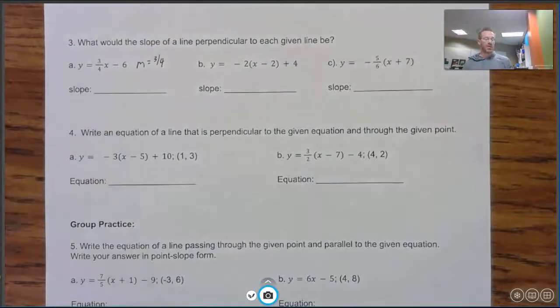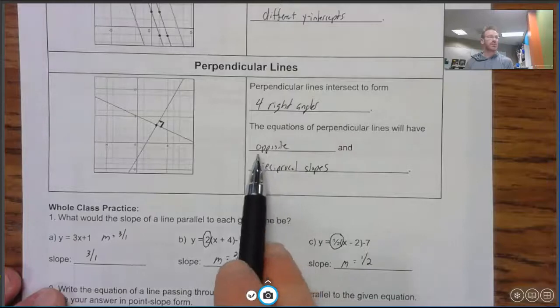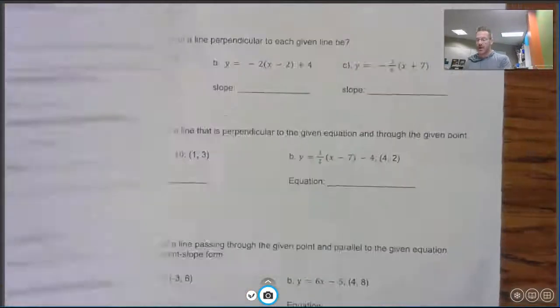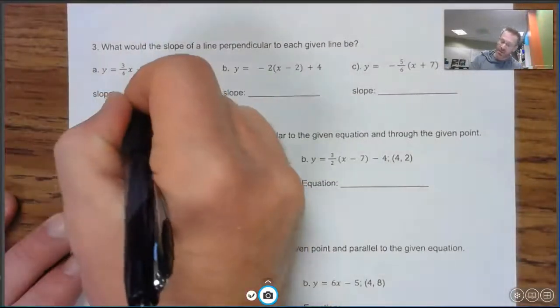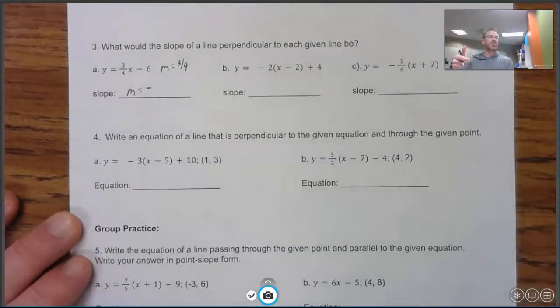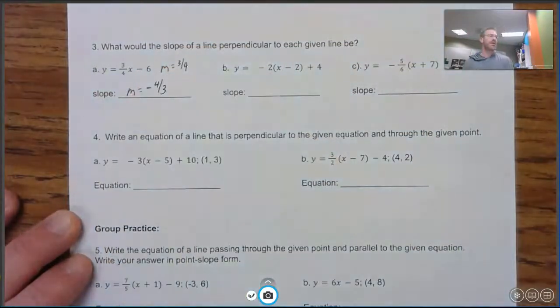Now remember, with perpendicular, we need two things. To be perpendicular, we need the new slope to be opposite and reciprocal. Opposite and reciprocal. So since this is positive, I know the opposite has to be negative. And the reciprocal means flip that ratio. So instead of being 3 over 4, it would now be 4 over 3. And that would be the slope of my line that would be perpendicular.